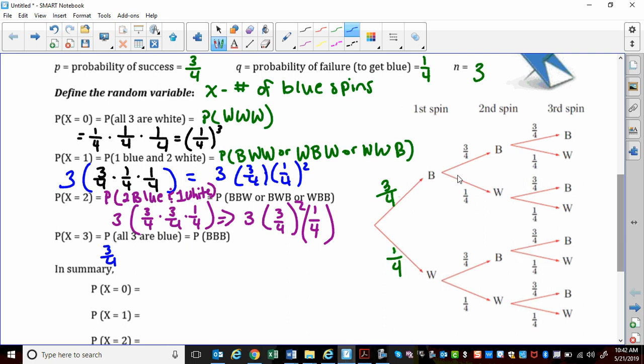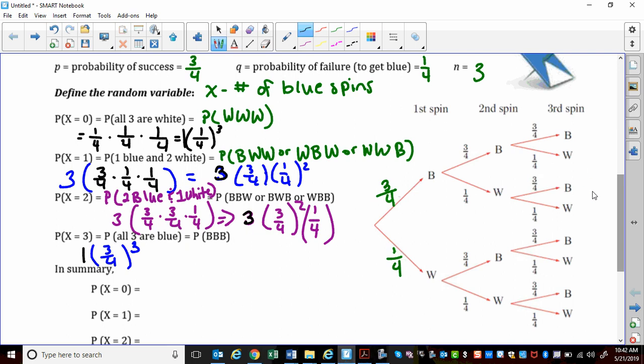Blue is 3 over 4. Oh, and blue is 3 over 4. So this is 3 over 4 cubed. And let's look at these coefficients in front of the fractions. There is no coefficient here, so that means it's a 1. The coefficient in front of this one is a 3. The coefficient in front of this one is also a 3. And then in front of this one there's nothing, so it's also a 1.